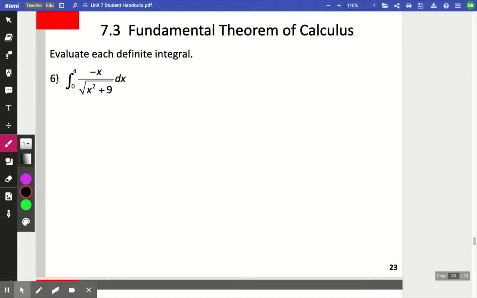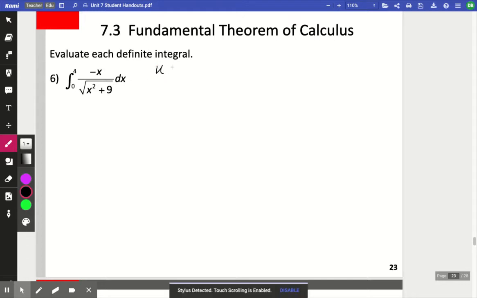All right, so problem number 6 says the integral from 0 to 4 of negative x over the square root of x squared plus 9 dx. First thing we're going to have to do is figure out how to integrate this. In order to integrate this, we're going to have to use a u substitution.